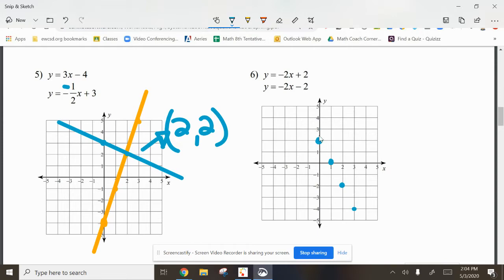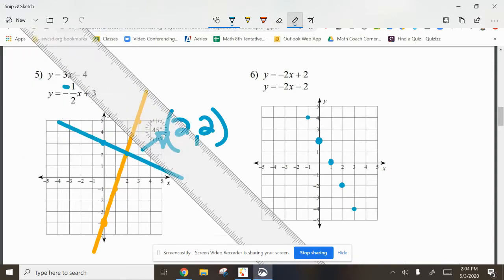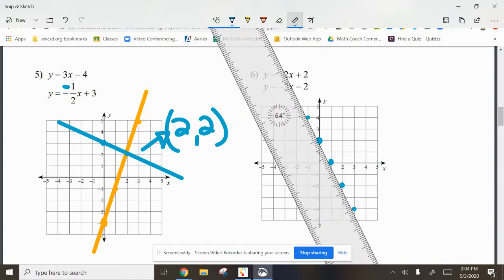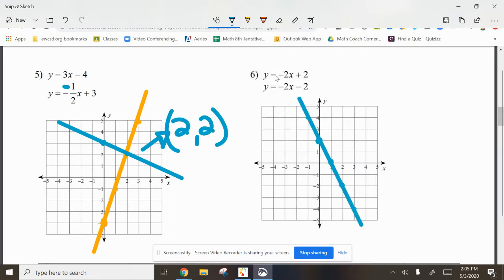And then if I go down 2 over 1, I can go up 2 to the left 1 and create the same line. All right, let's get the ruler out. And there's my line, okay? Now, I got to do the next one, and you're going to see something interesting.